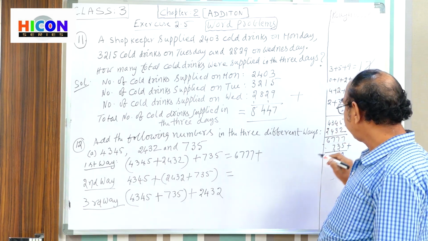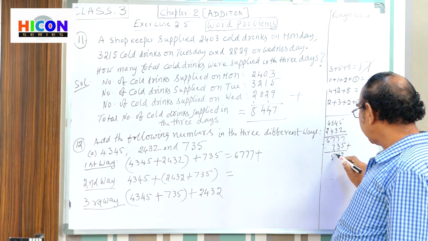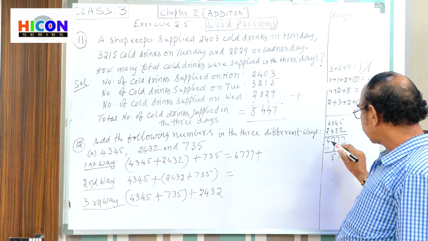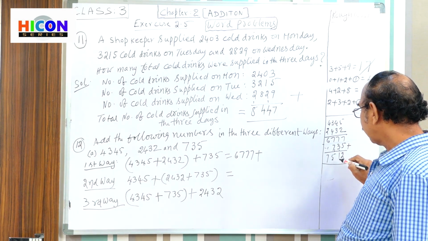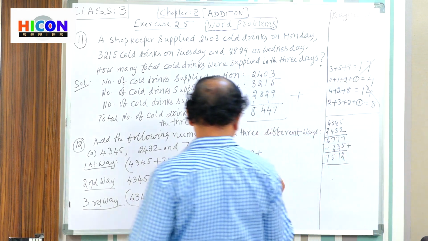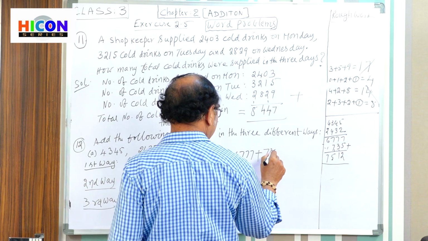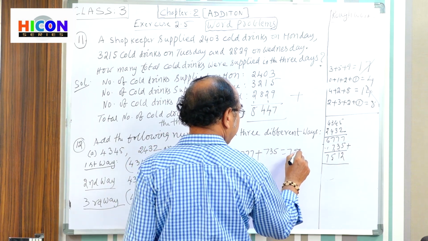is 15. 5 right here, 1 carried out. 6 plus 1, 7. 7,512. So if we add 735, then we got 7,512.